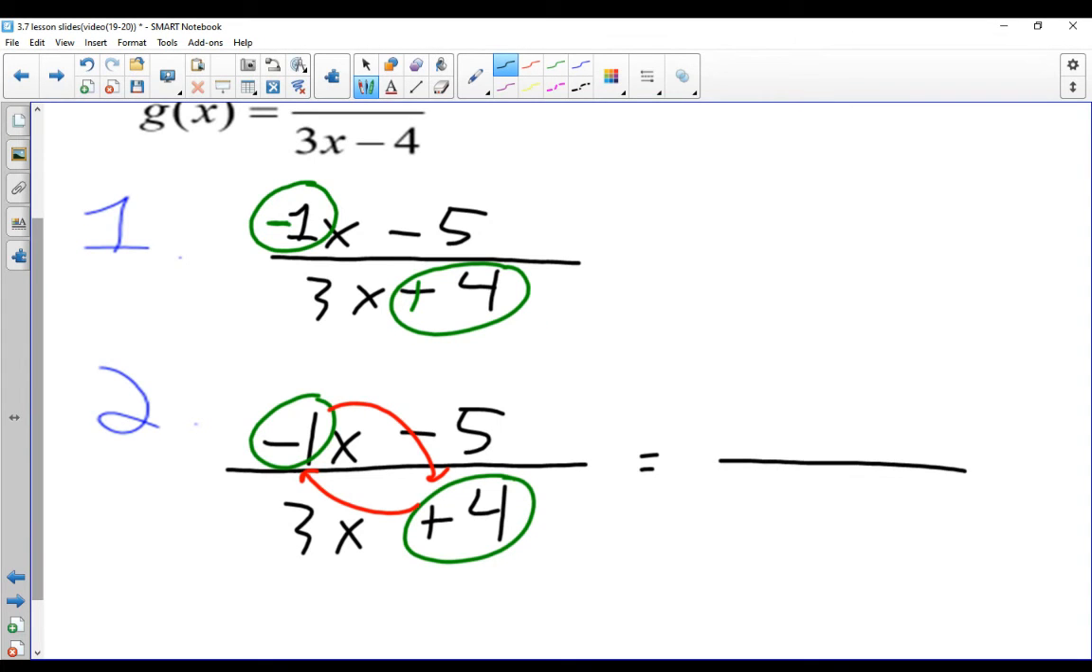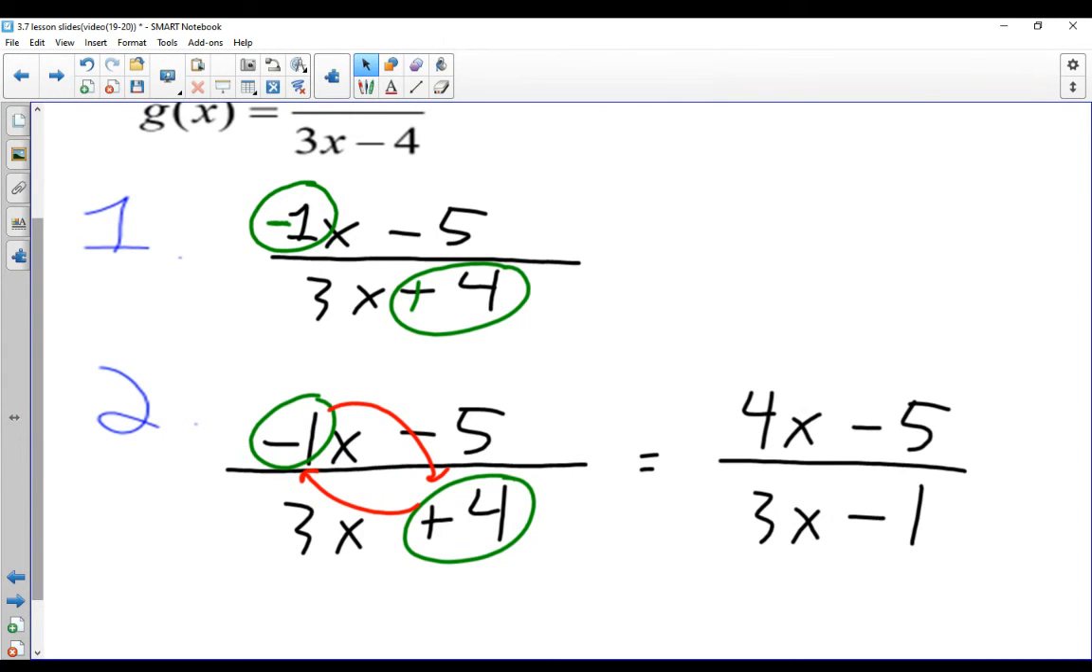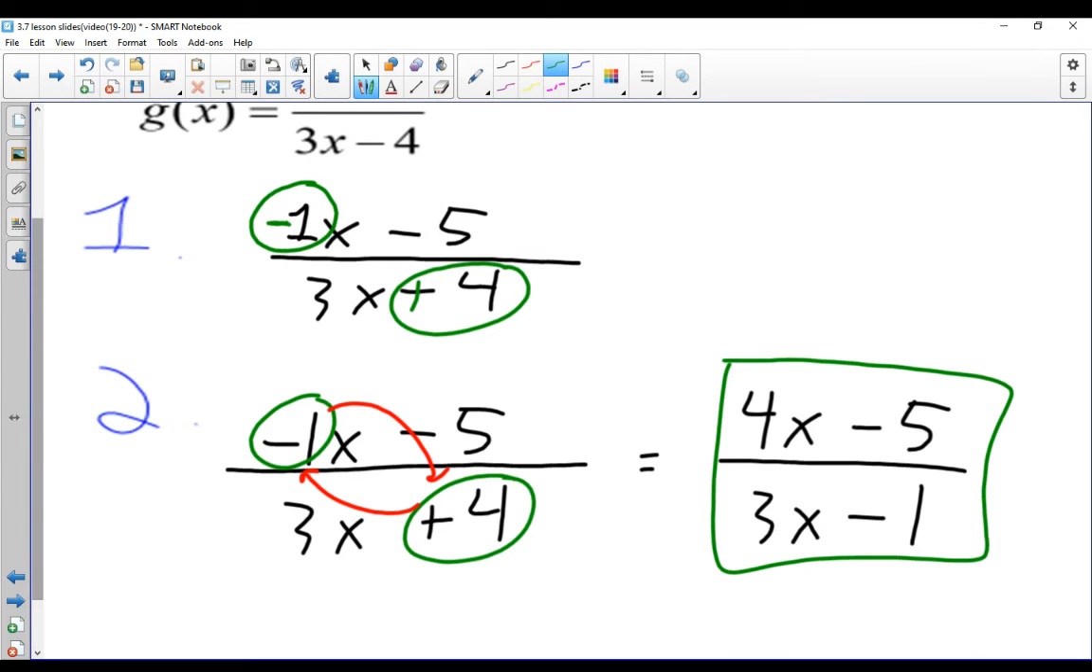So instead of a negative 1, you now have a positive 4 on top. Instead of a plus 4 on bottom, you now have a minus 1. And once you have that, this should be your inverse answer. And hey, check this out. 4x minus 5 all over 3x minus 1.